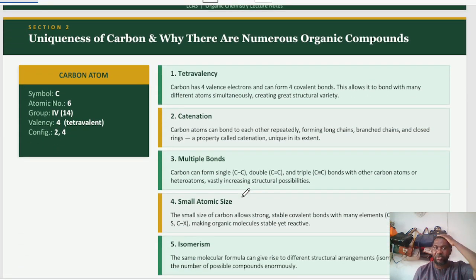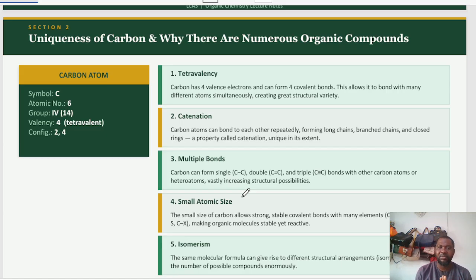Now the next thing we talk about is the uniqueness of carbon. Organic compounds are very numerous. We have hundreds of thousands of organic compounds, and that's simply because of the unique properties of carbon. One of them is the tetravalency of carbon.